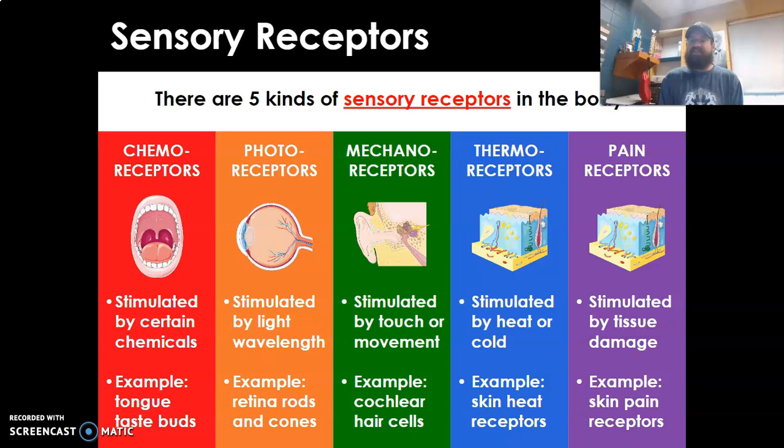Okay. Pain receptors work hand in hand not only with the skin, they can work hand in hand with mechanoreceptors or photoreceptors, right? I stared at the sun and now it's causing this pain. So pain receptors are sprinkled in with our other sensory receptors.